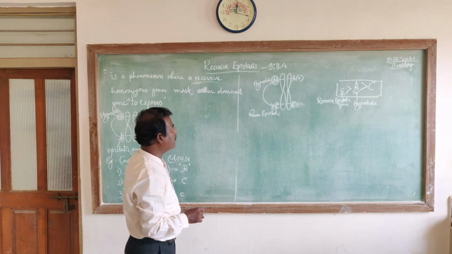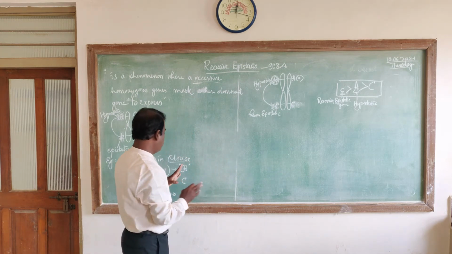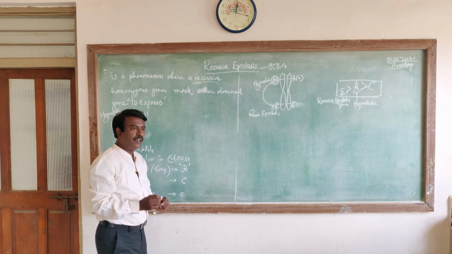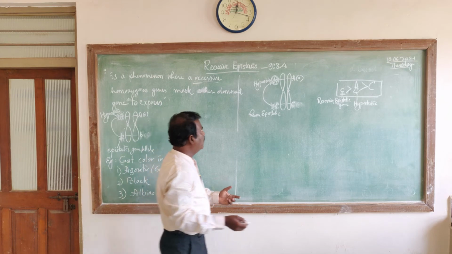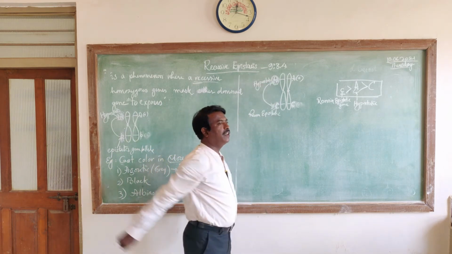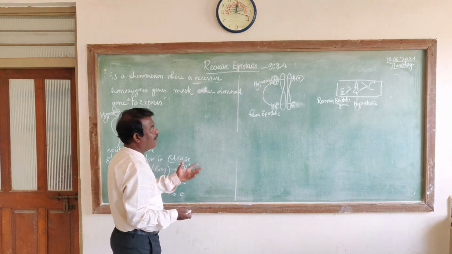Expression prevent. So this is the basic concept of exactly how this recessive allele can act as an epistatic gene to another dominant gene, which is for expressing gray color or agouti color.